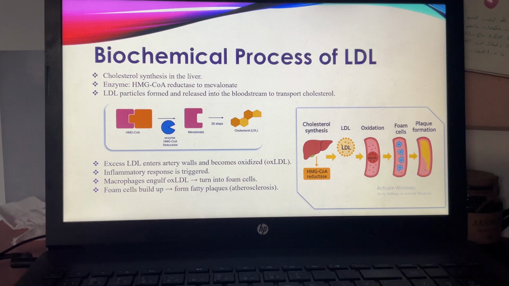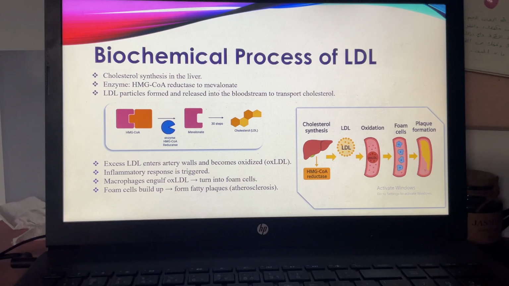So now we're gonna talk about the biochemical process of the LDL. The process happens in the liver. That's the first thing. So, the cholesterol is made by the enzyme HMG-CoA reductase. LDL particles carry cholesterol in the blood. When LDL is too high, it enters artery walls and becomes oxidized.